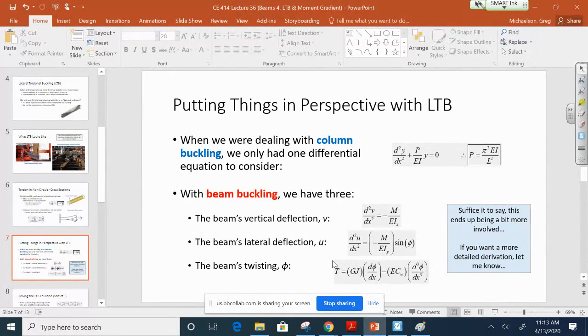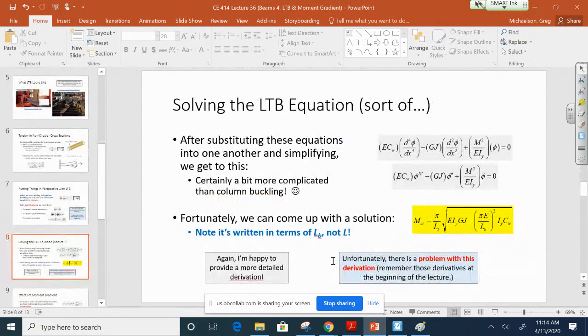I just want you to recognize that this is a little bit more involved than just solving a straight differential equation. After you substitute a couple of these equations into one another and do some simplification, we get these gray equations that you see here. And so it's literally a fourth order differential equation.